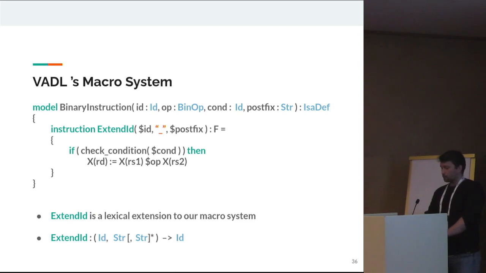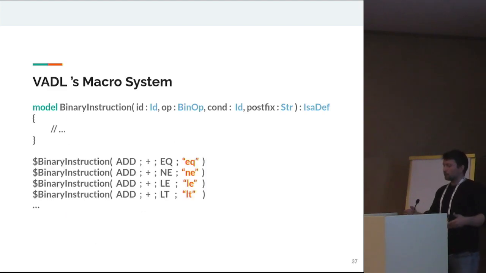If we try it with a very naive approach and simply extend our binary instruction, we derive something like this. So extend ID here is a lexical extension we added so that we can generate new IDs in a way that we can control the ID name. So here it would simply do a string concatenation and return an ID in the syntactical manner in a very safe way. So we extended our model with a condition and a postfix. As you can see, there are just IDs and a string.